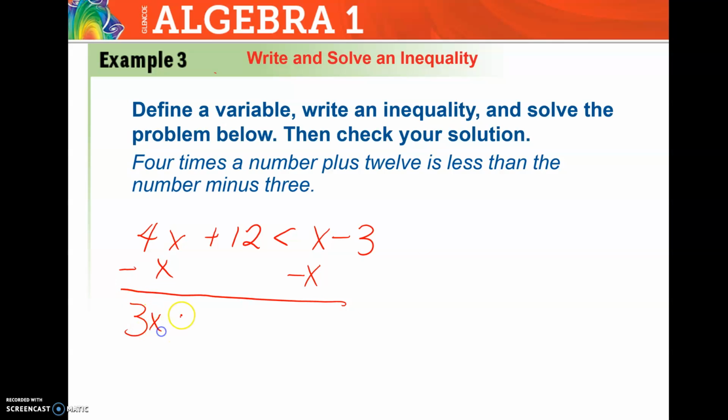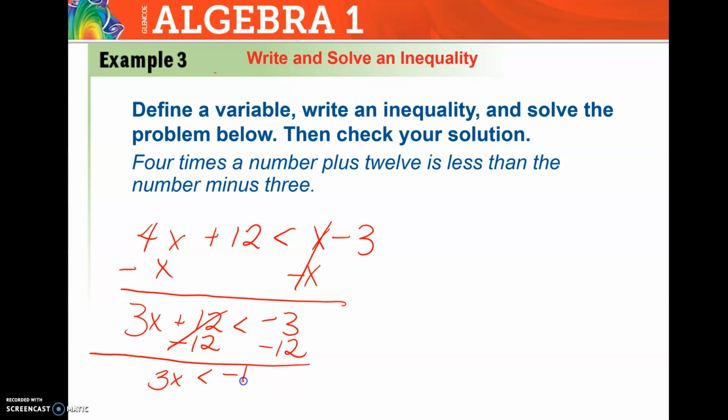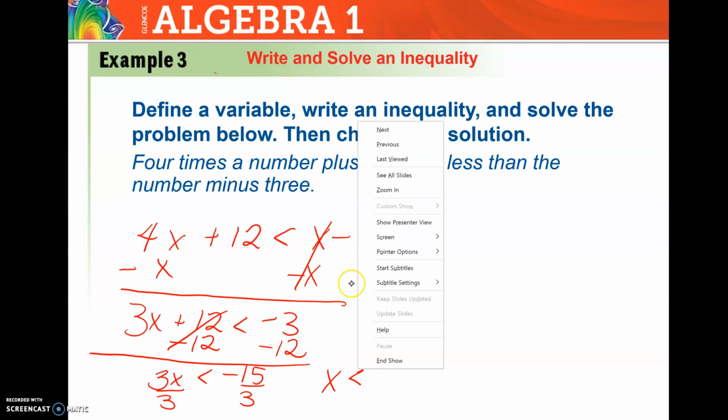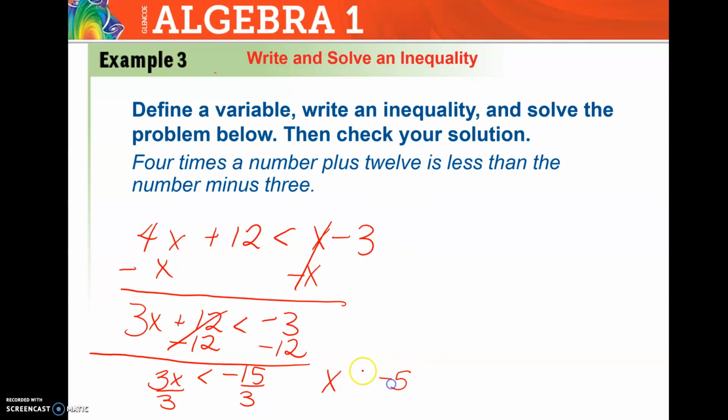So I have 3x plus 12 is less than negative 3. And now I'm going to move the 12 to the right by subtracting it. So I get 0 there. So 3x is less than negative 15. And then I'm going to divide by 3. And I'm not dividing both sides by a negative. It's positive. Even though there's a negative on this right, what I'm dividing by is not a negative. So I'm going to have x. I'm going to leave it as less than negative 5.